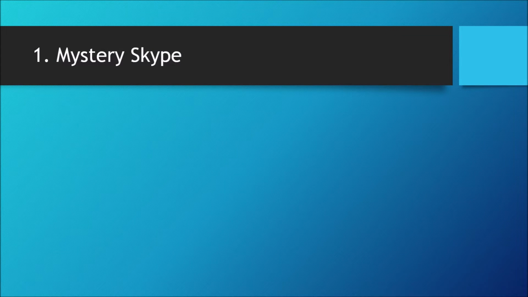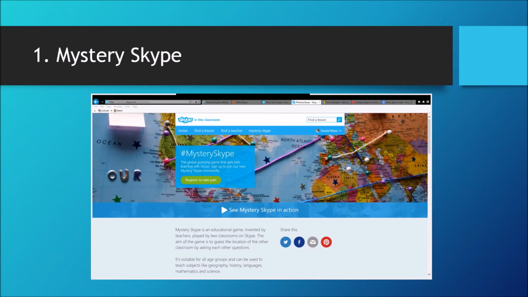Number 1, Mystery Skype. Skype in the classroom gives students a way to connect with others outside their schools in engaging, interactive ways. My favorite way to get started with Skype is an activity called Mystery Skype, where 2 classes are partnered together from around the globe, usually in the Western Hemisphere so time zones match up, but where students don't know where the other class is from.